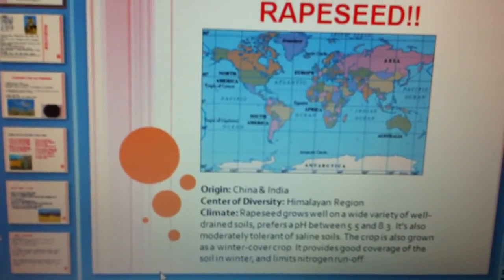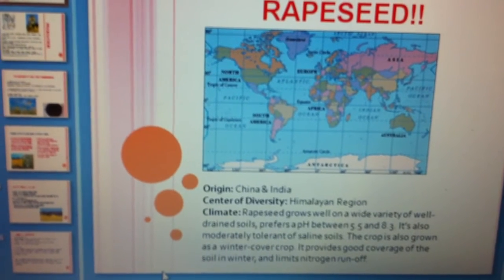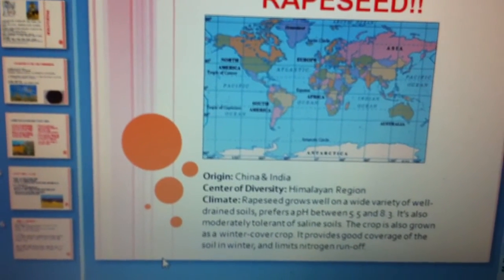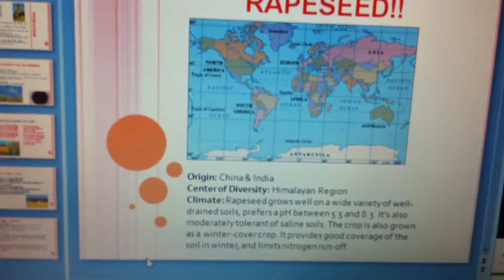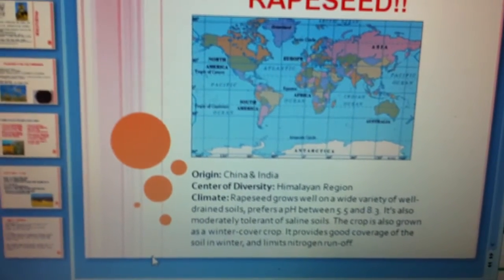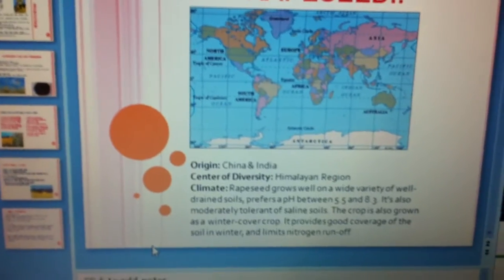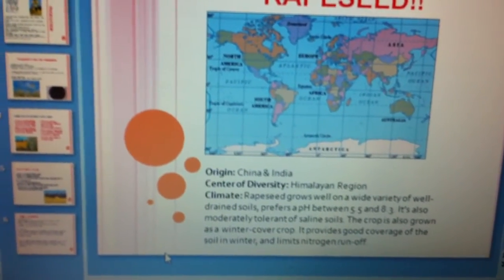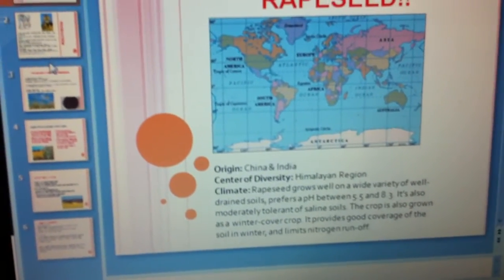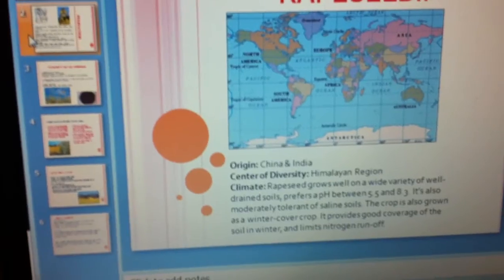It originated in China and India, the center of diversity being the Himalayan region. The climate that rapeseed grows well in has drained soil. It prefers a pH between 5.5 and 8.3, and it grows in different seasons such as fall, spring, and winter, and different varieties call for different needs depending on the season that it grows in.